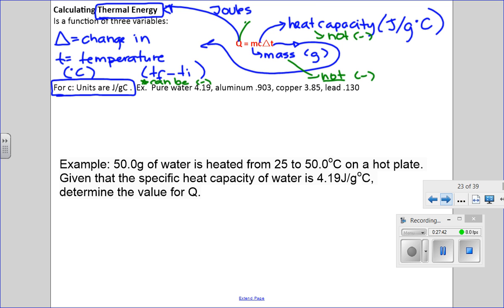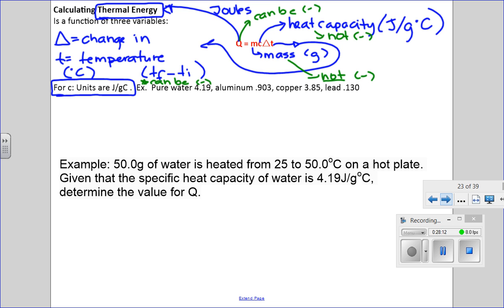The other thing that can be negative is Q. So the idea is that if the change in temperature is negative, Q should be negative as well. If Q is negative, so should the change in temperature. So they should follow each other because they're the only two things that could be negative. If one of them is, then the other one kind of has to be as well.